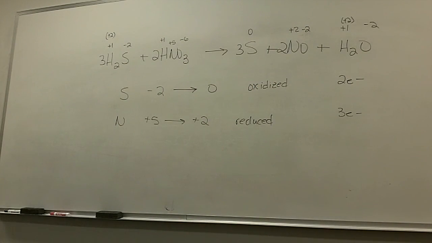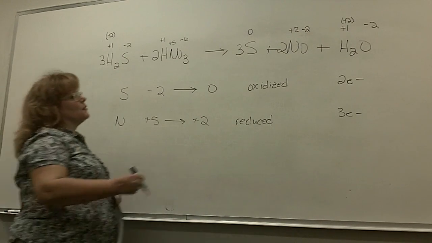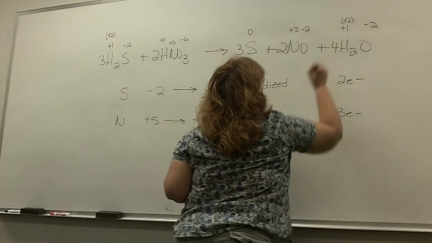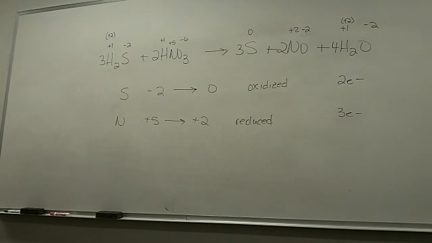So are we done? Actually 6, 7, 8 hydrogens. 3 sulfurs, 2 nitrogens, 6 oxygen, and we've got 2, 3. So we know we've got to balance the water now by doing that. And we're done.